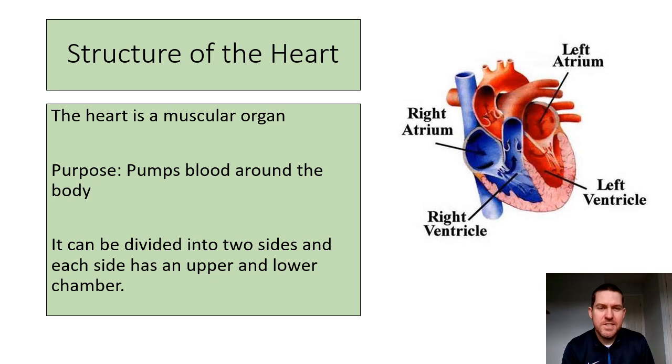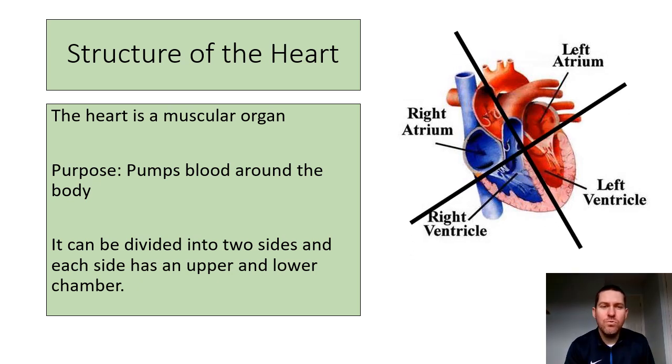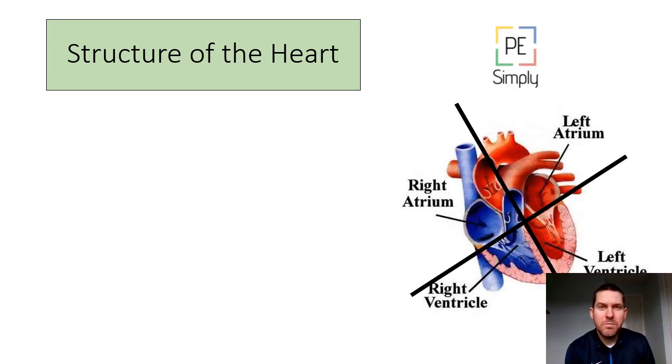And finally, as it says there, we can divide the heart into two sides, so a left side and a right side. And we can also divide the heart up into an upper and lower part as well. So in essence, we've got four parts of the heart, and you can see on that diagram that I've put two lines which cross in the middle of the heart to show you the four specific sections of the heart.